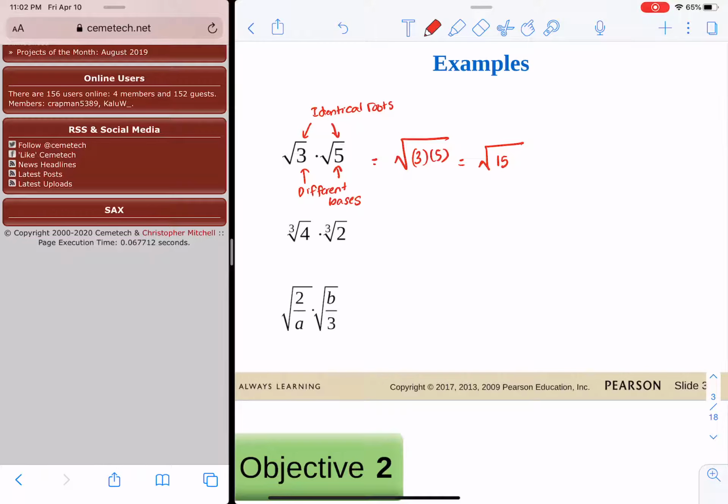Again, in the next one, we have the third root of 4 and the third root of 2. The roots are identical, so I could simply combine them and write it as the third root of 4 times 2, which is simply the third root of 8. We should always ask the question if we can simplify once we combine the roots.